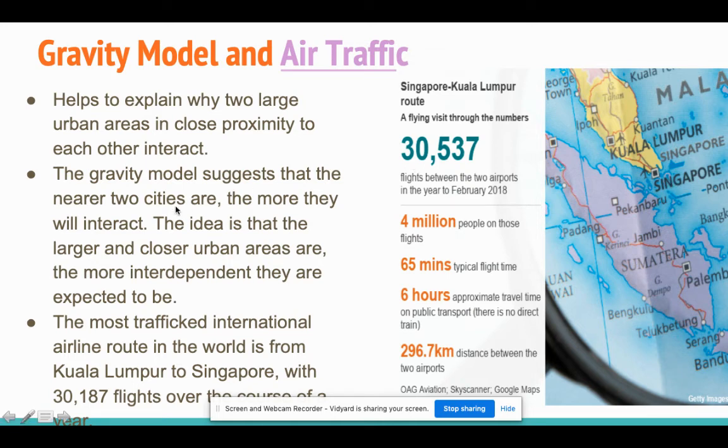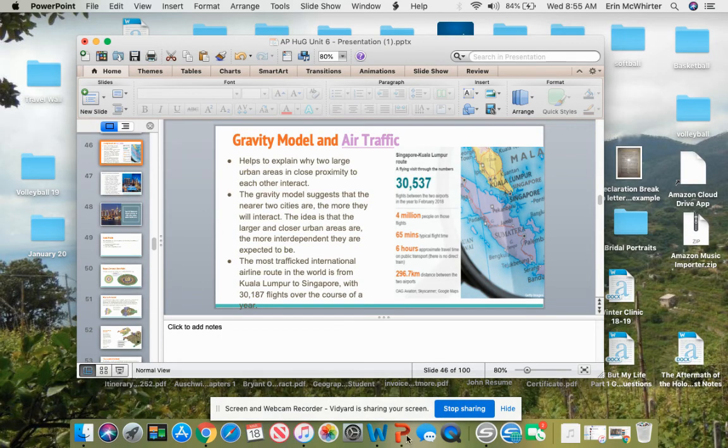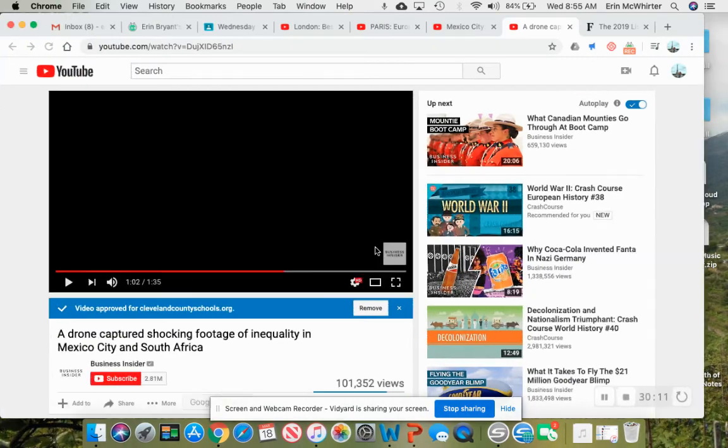The nearer the two cities are, the more likely they are to interact. So Kuala Lumpur and Singapore being close together means that they're going to be more likely to interact. Think about it too. The nearer cities are, the more likely they are to interact. How many of you live in Shelby or live in Boiling Springs and visit those places frequently? A lot of you do. The gravity model helps to explain that. So we're going to take a look at other examples of air traffic and flights.